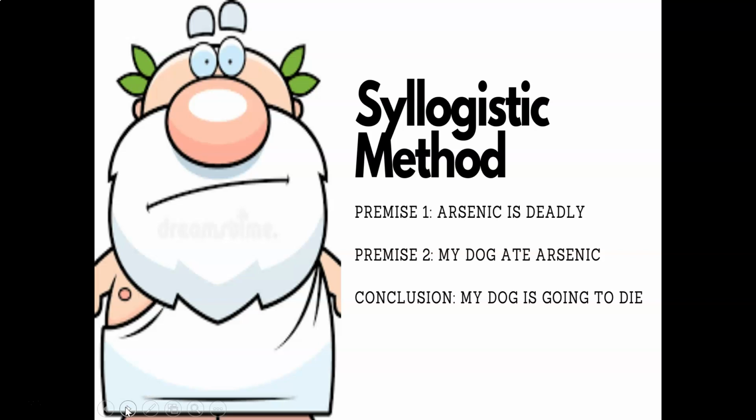So in the first premise, let's say arsenic is deadly. Second premise, my dog ate arsenic. You're going to naturally conclude logically the following conclusion: my dog is going to die. So when students write, we want them to be as cogent and lockstep as this, as possible. So ultimately, when students create a real tight line of reasoning, they're arguing syllogistically.